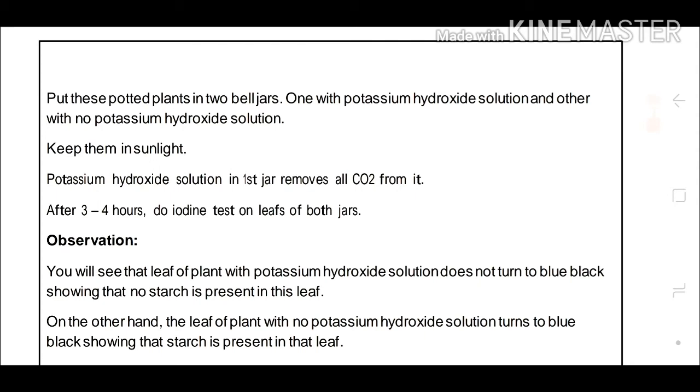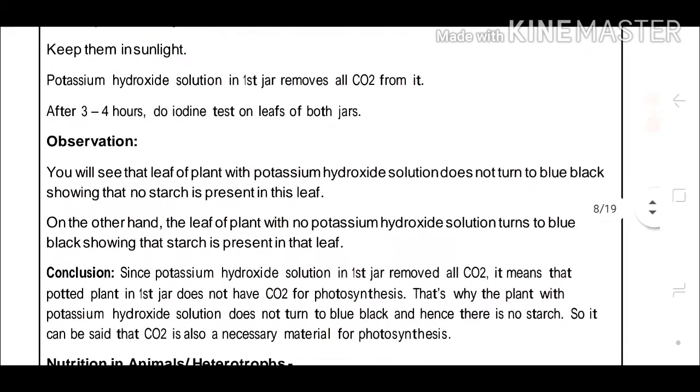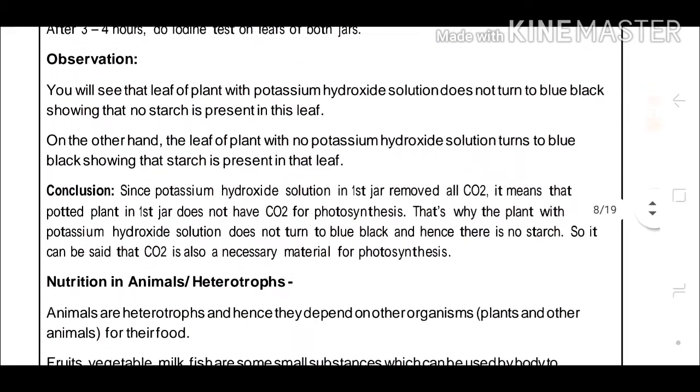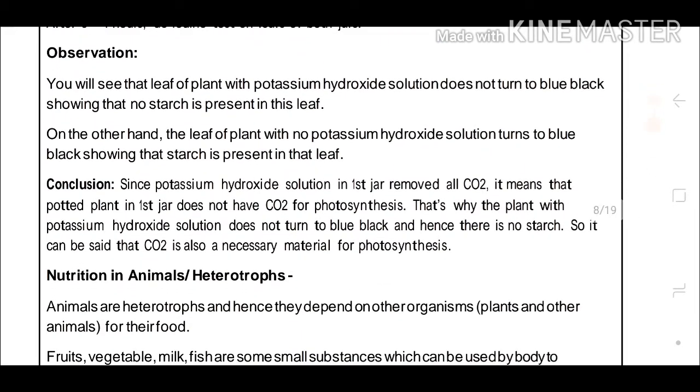Observation. You will see that the leaf of the plant with potassium hydroxide solution does not turn blue-black, showing that no starch is present in the leaf. On the other hand, the leaf of the plant with no potassium hydroxide solution turns blue-black, showing that starch is present in that leaf. Conclusion.